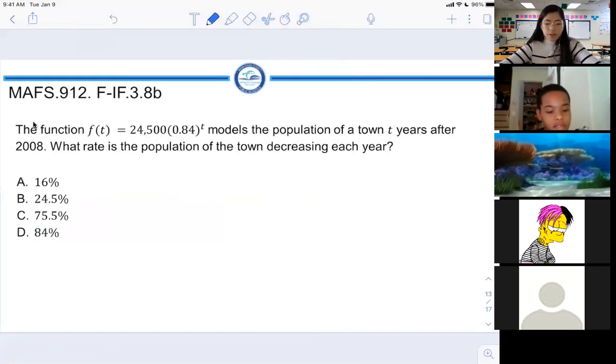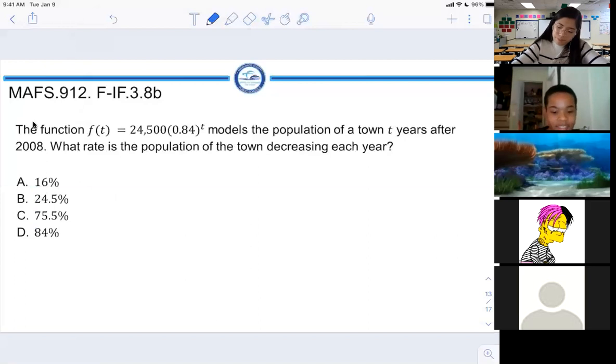Similar question. The function f of t equals 24,500 times 0.84 to the power of t models the population of a town t years after 2008. What rate is the population of the town decreasing each year? 16%. Easy peasy. Okay, and why is it 16, Perla?